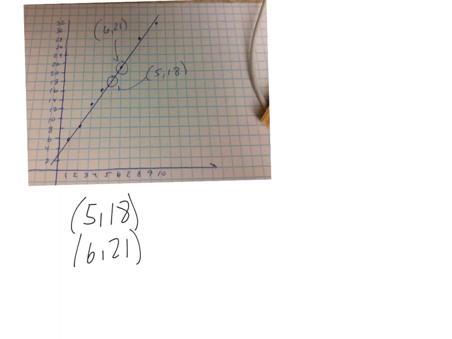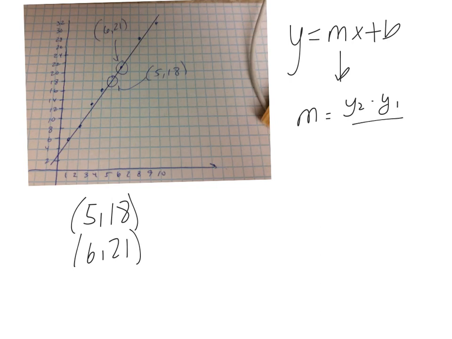So the equation of that best fit line, we know an equation of a line should equal y = mx + b. I'm going to find the slope first. So slope, (y2 - y1) over (x2 - x1). So when I plug in my y2 and my y1, I get (21 - 18) over (6 - 5), so I get a slope of 3.